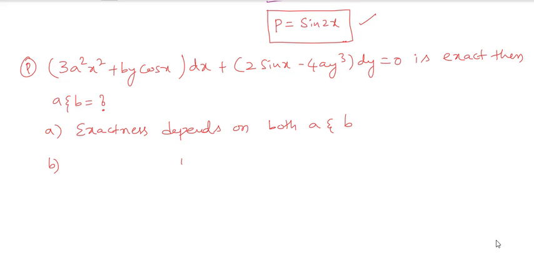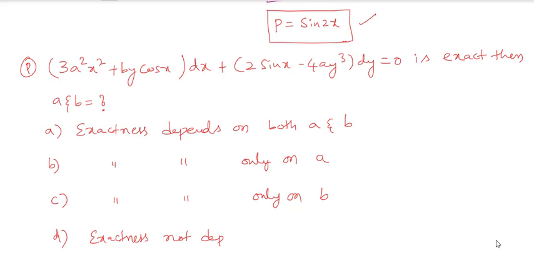Option B, exactness depends only on a. Option C, exactness depends only on b. Option D, exactness does not depend on both a and b.